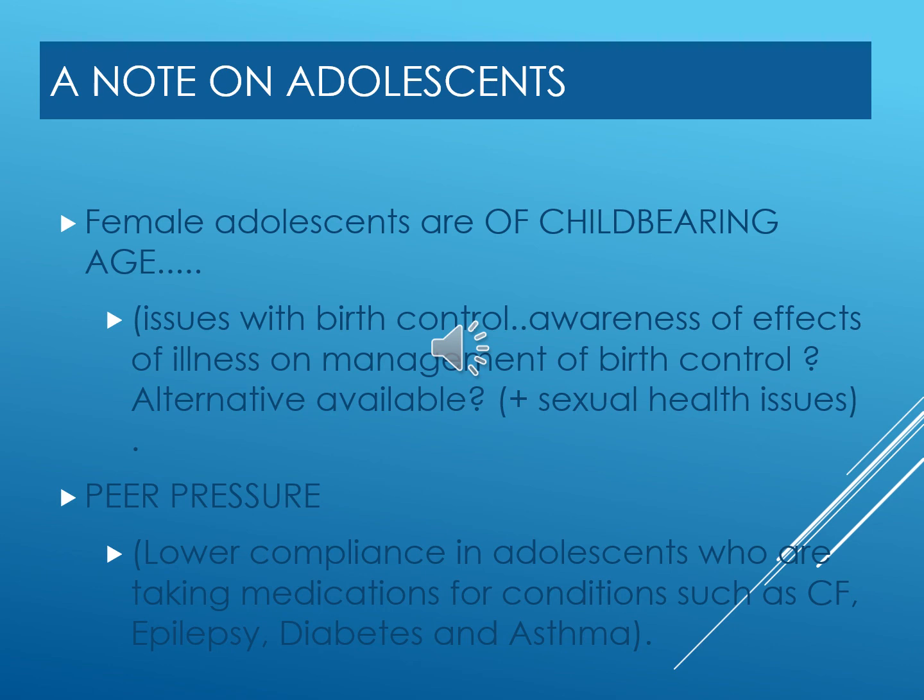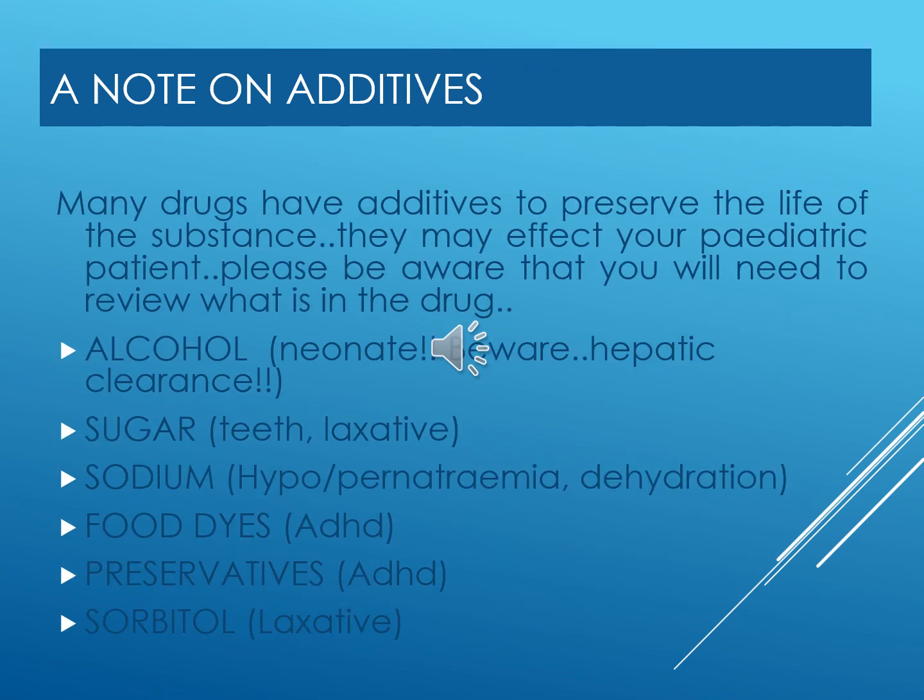There's also a number of studies that identify that peer pressure does affect adolescents. So we tend to see slightly lower compliance in adolescents who are taking medication for regular conditions: cystic fibrosis, epilepsy, diabetes and asthma. There have been studies that have linked lack of concordance and conformity with prescribed treatment regimes during the adolescent period. So with this one, it's just about working with your patients, talking to them about the best strategies to encourage concordance with medication.